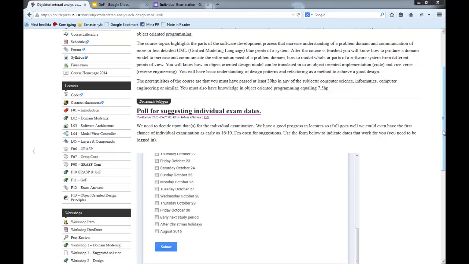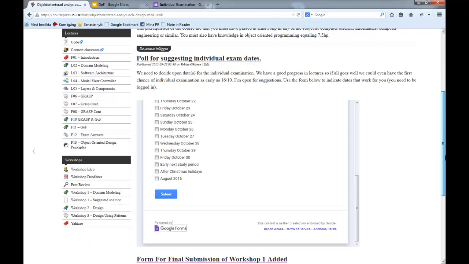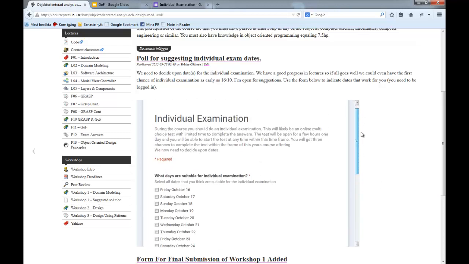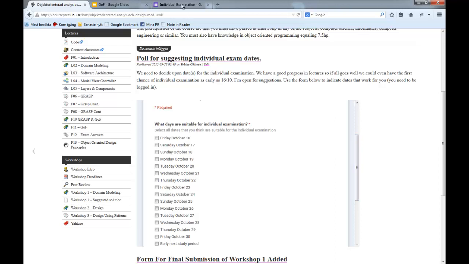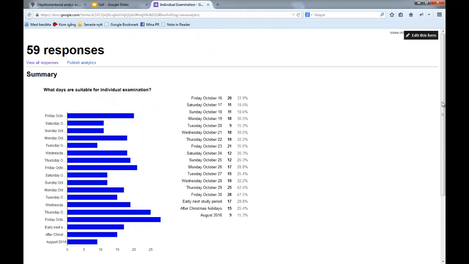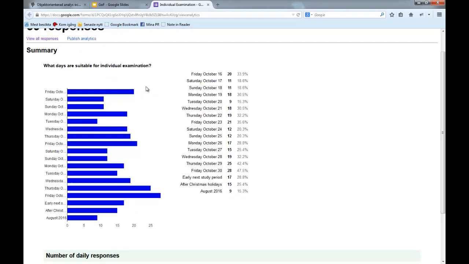Also, some administrative stuff is we will have the individual exam, and you can suggest dates here. We took a quick look at it like this. So as it seems, Fridays are popular, so there is a great chance that we will do the first chance to pass the individual examination Friday, October 16.